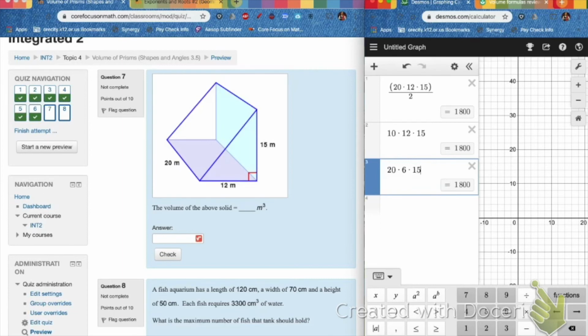And so I really enjoy these because you can just take your simplest number. Like for me, this would be 20. You take half of that, 10.